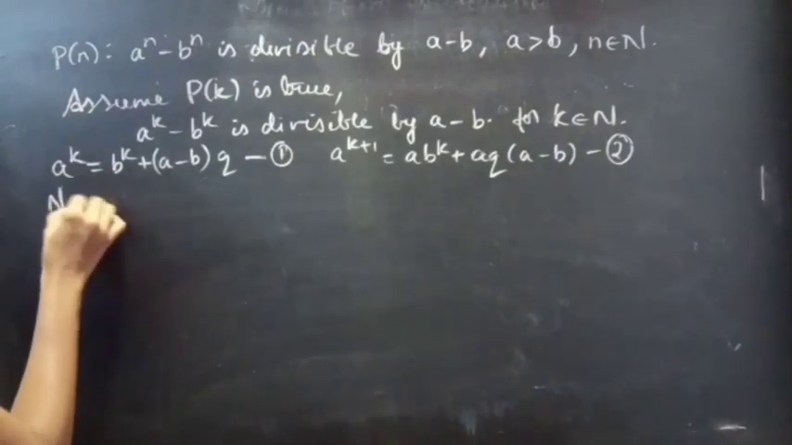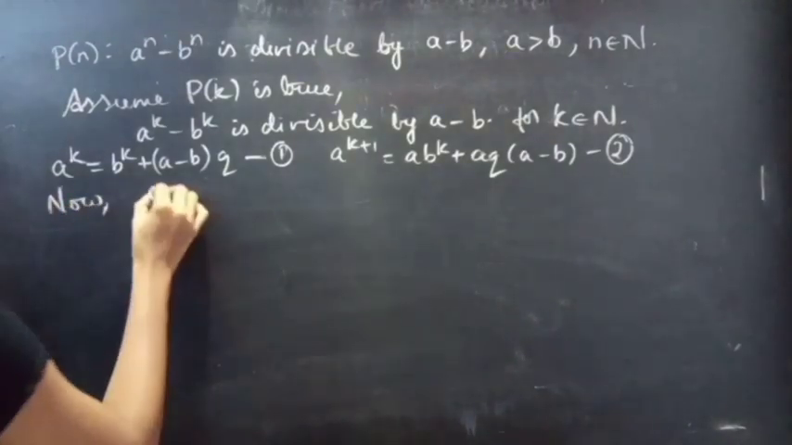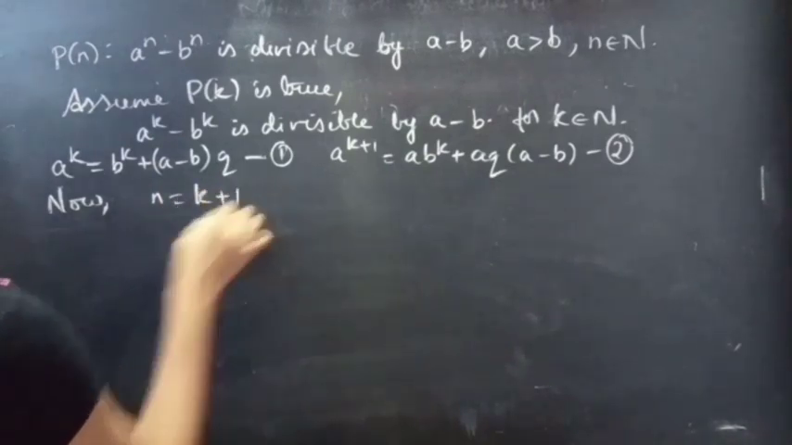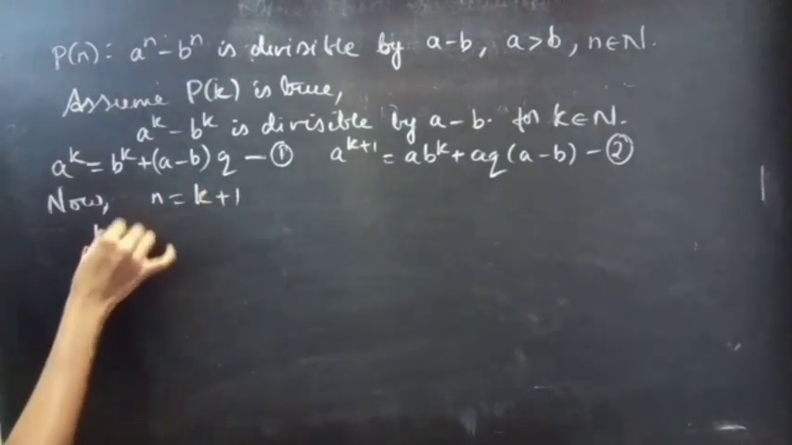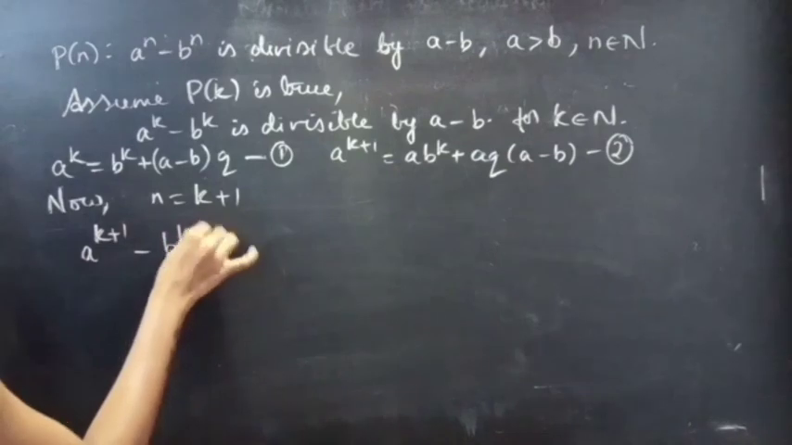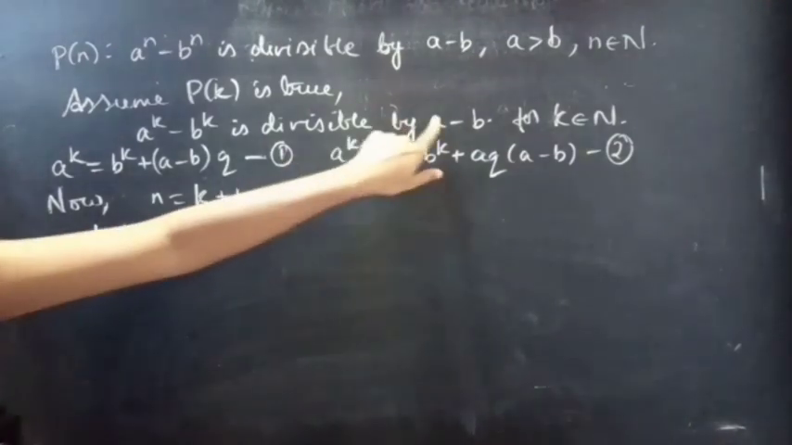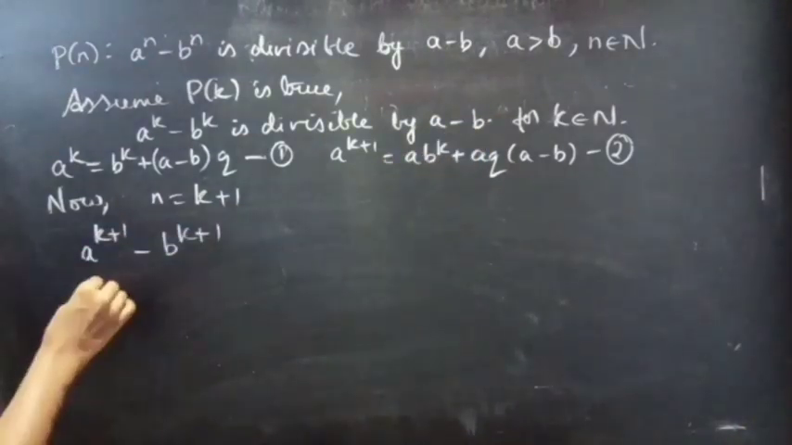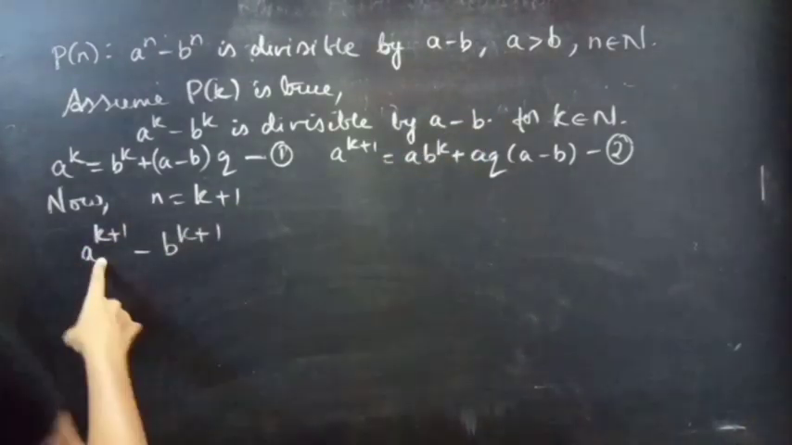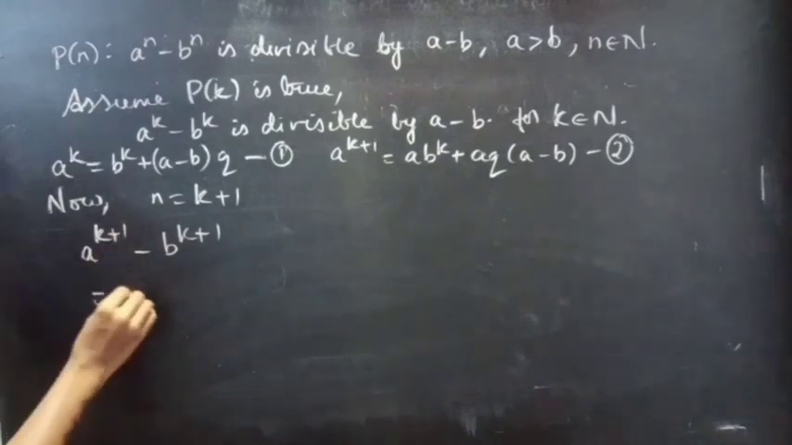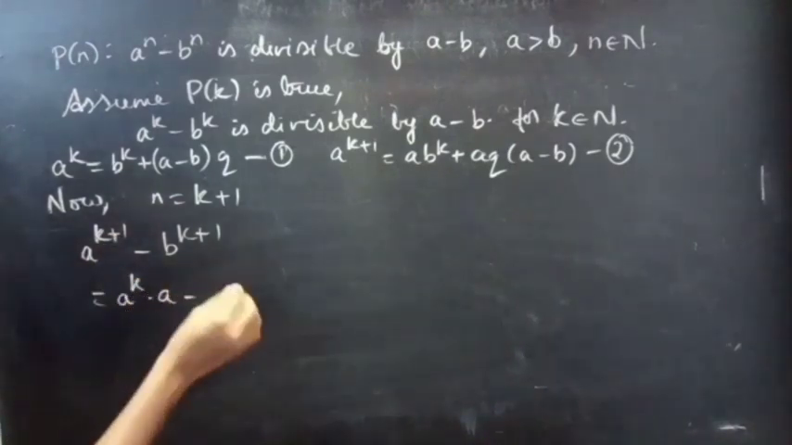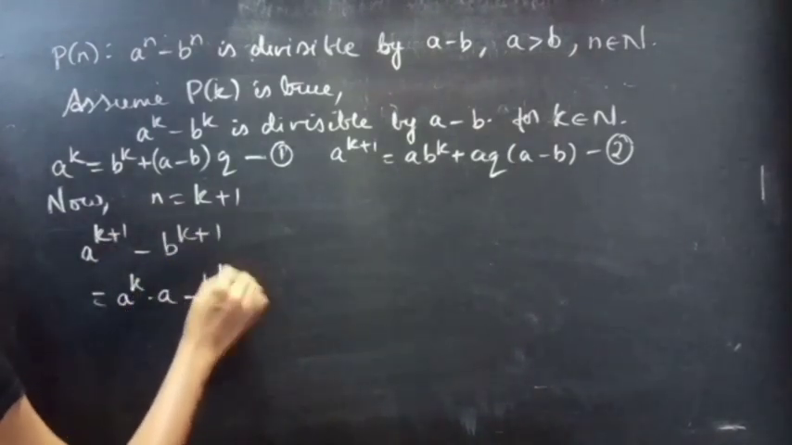Now for n equals k plus 1, a power k plus 1 minus b power k plus 1. We have to show that a power k plus 1 minus b power k plus 1 is divisible by a minus b. Right? Now, you can split a power k plus 1 as a power k into a, and b power k plus 1 as b power k into b.